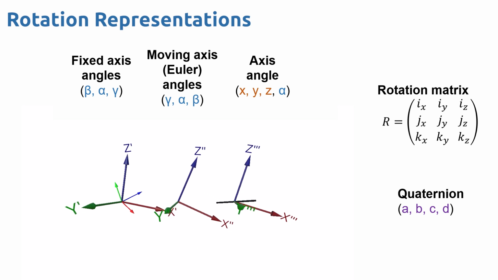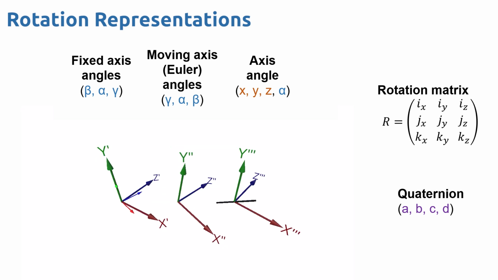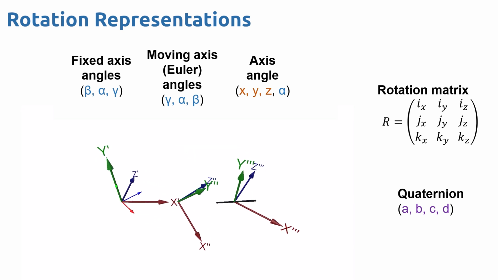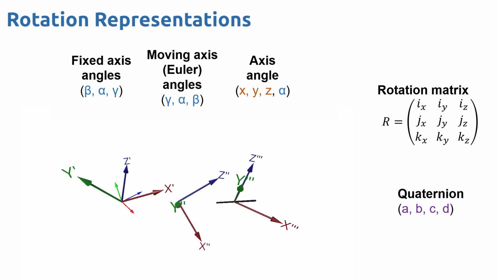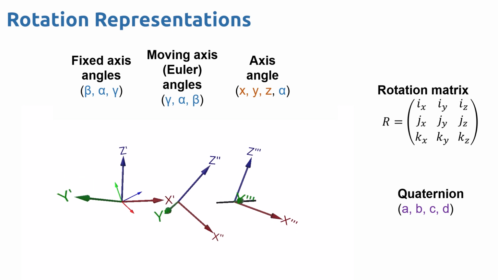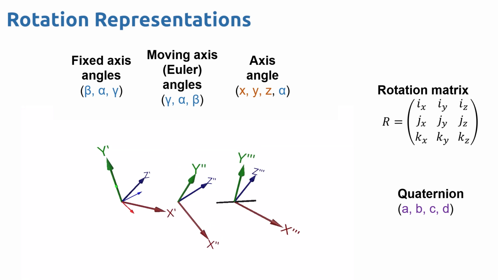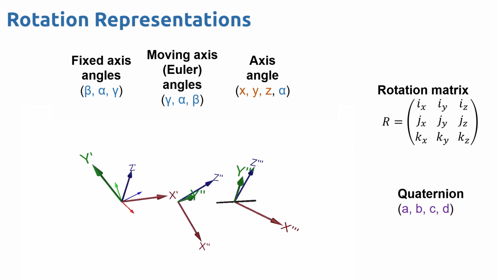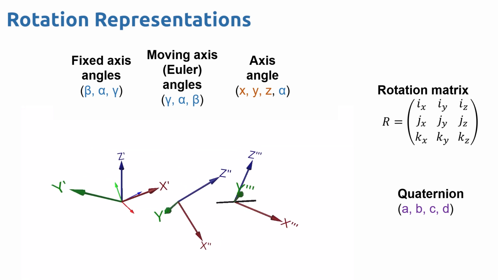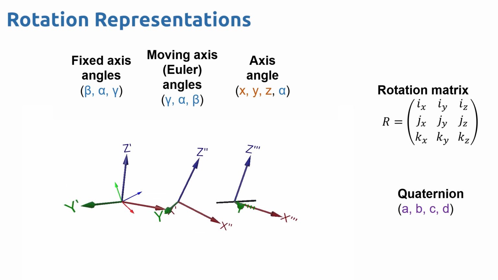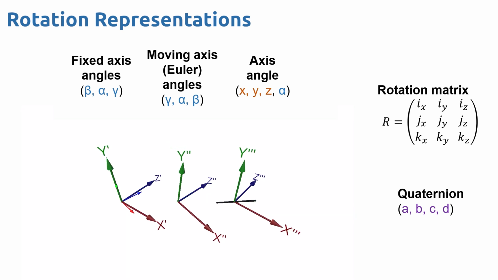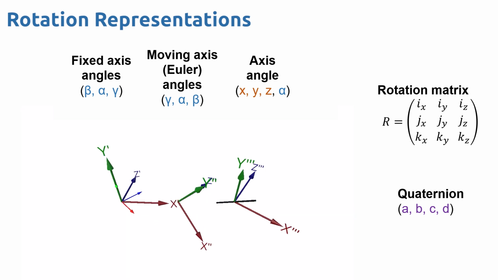The same resulting orientation can be obtained by rotating around moving axes in reverse order, as shown with the second rotating frame. We first rotate by 45 degrees around the z-axis, then again around the new x-axis, and then again around the new y-axis. The resulting orientation is the same as that of the fixed axis rotations. The moving axis rotation angles are also called Euler angles.